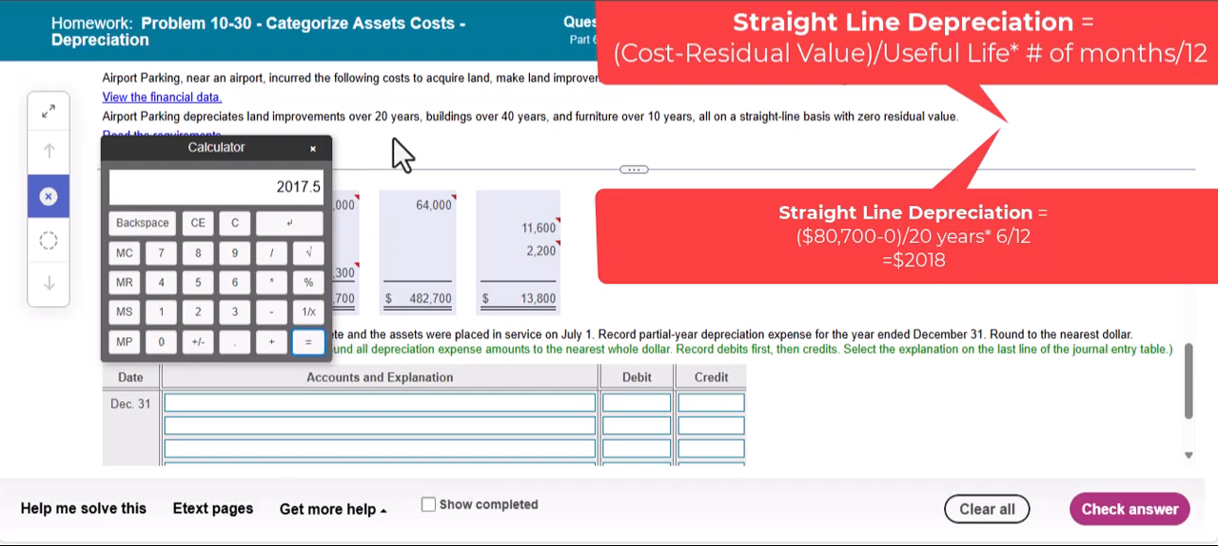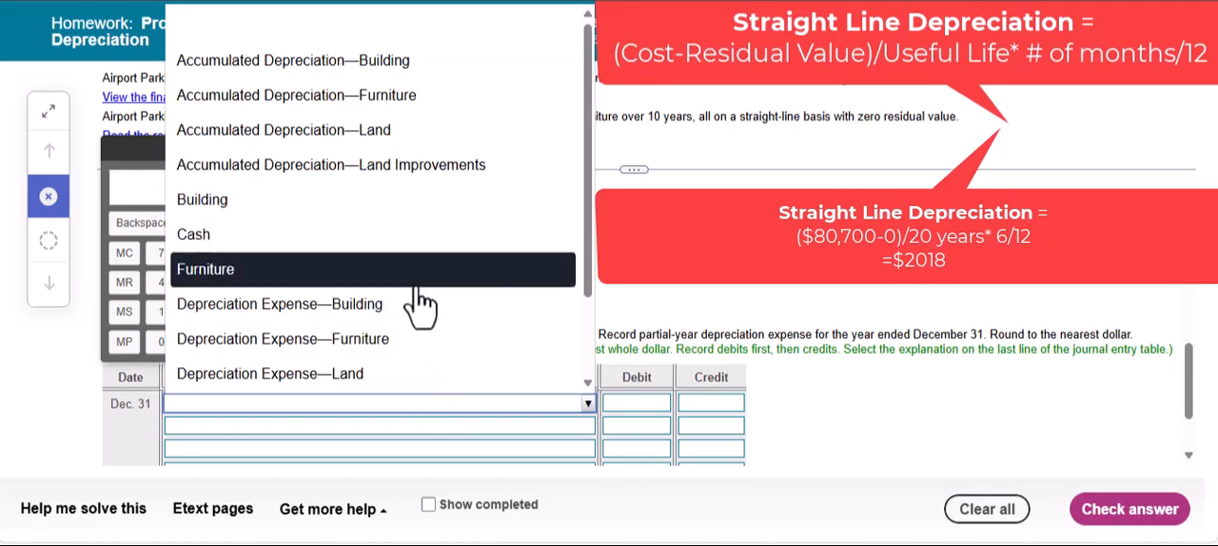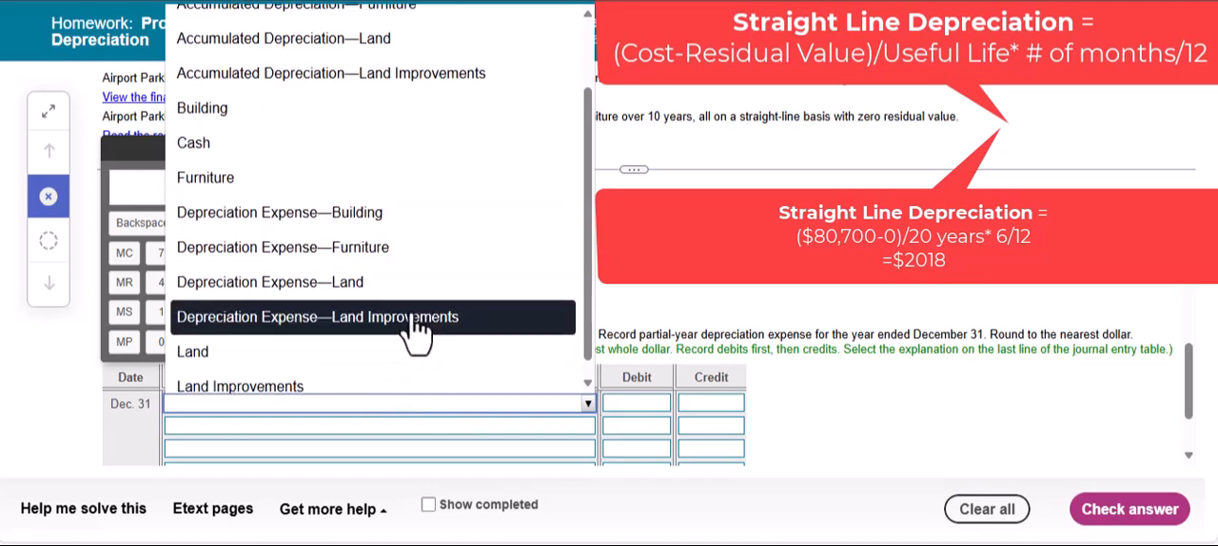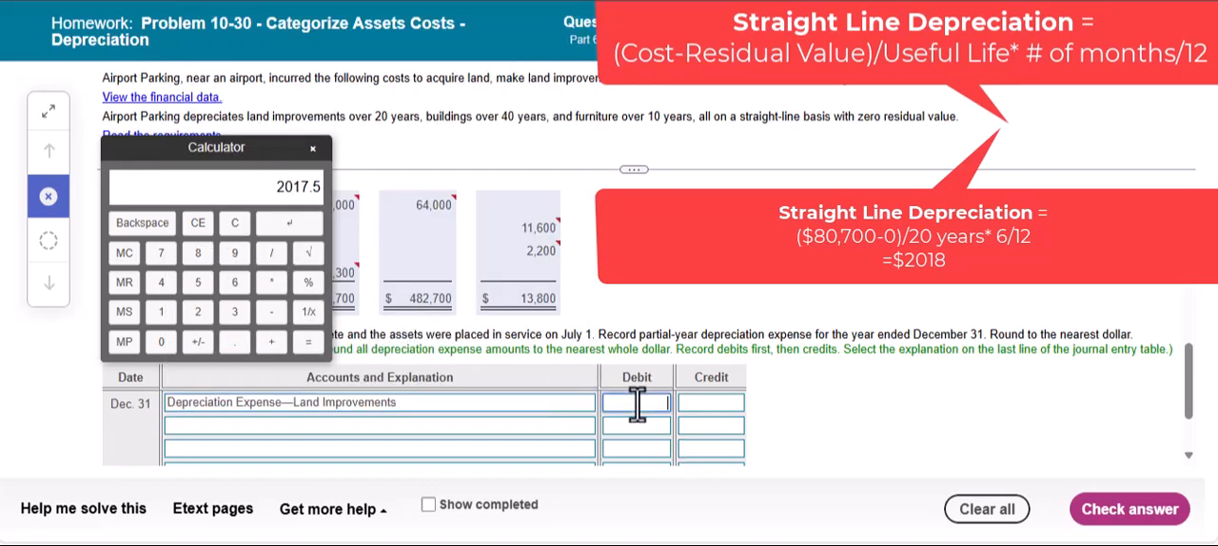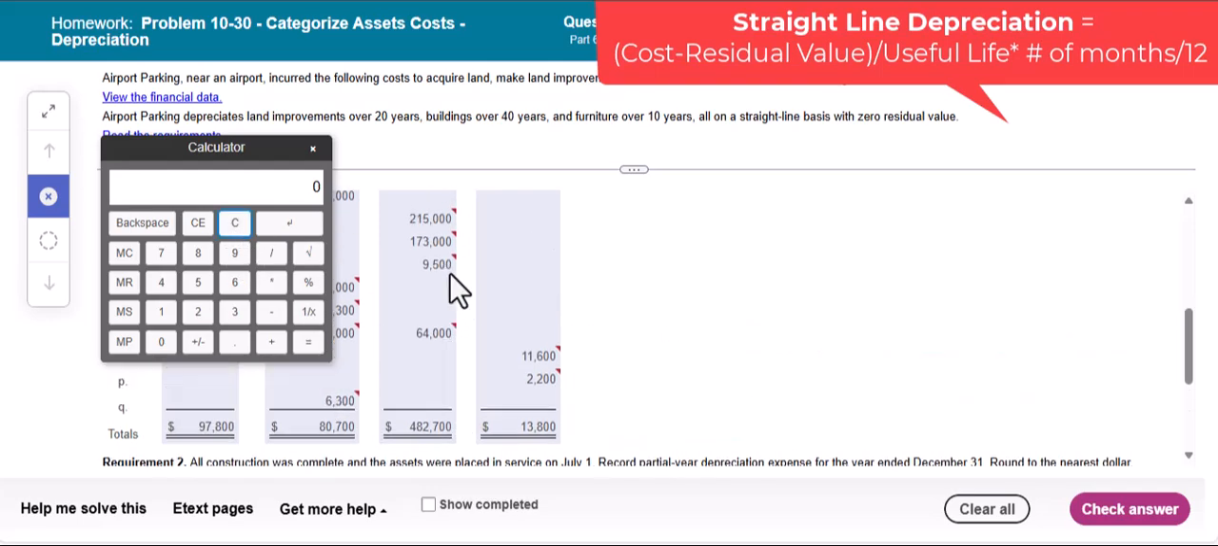So that total is 2017 and 50 cents. However, we have to round to the nearest dollar, so we're going to go ahead and put in depreciation expense for land improvements, not land. And that's going to be a debit of 2018. Since again, we are rounding to the nearest whole dollar. Okay, let's clear out our calculator and move on next to building.